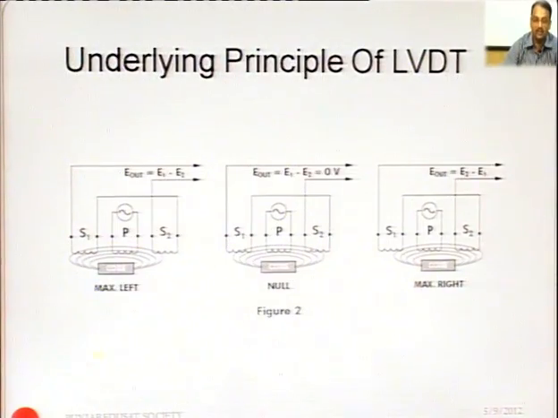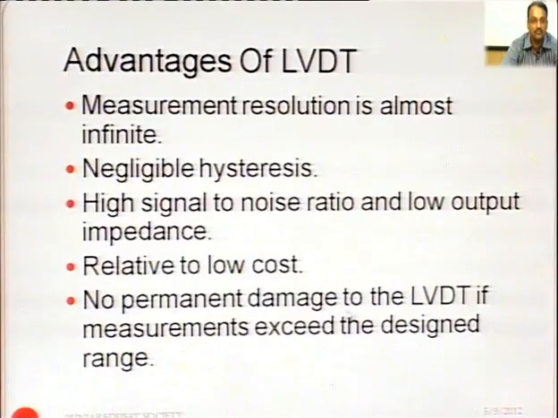These are three coils. P is the primary coil to which we apply a supply. S1 and S2 are the secondary coils for the output. Output is E1 minus E2. So in the null position, output is 0. This is the null position. This is the maximum left, this is the maximum right. At maximum left, E1 is greater than E2, so output is E1 minus E2. At maximum right, E2 is greater than E1, so output is E2 minus E1.